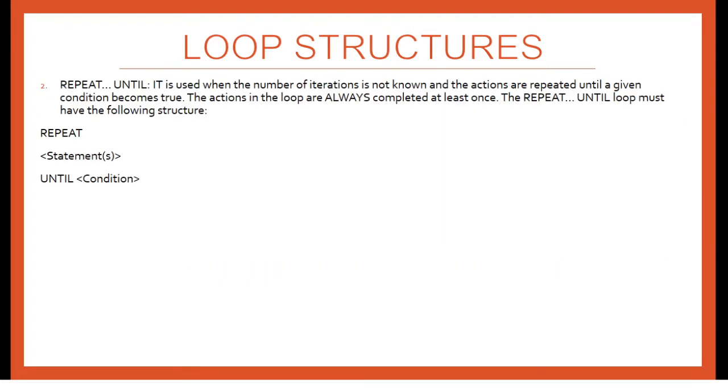REPEAT UNTIL. It is used when the number of iterations is not known and the actions are repeated until a given condition becomes true. The actions in the loop are always completed at least once. The repeat until loop must have the following structure.